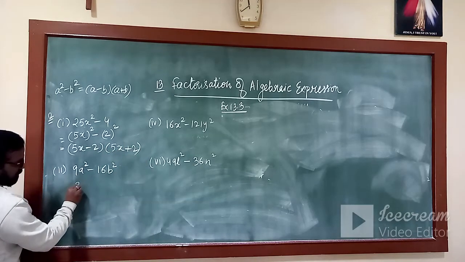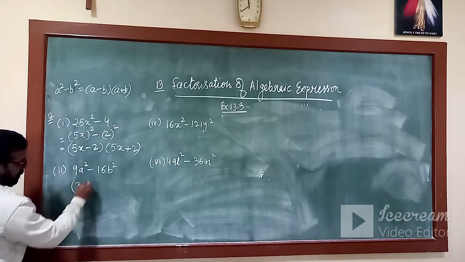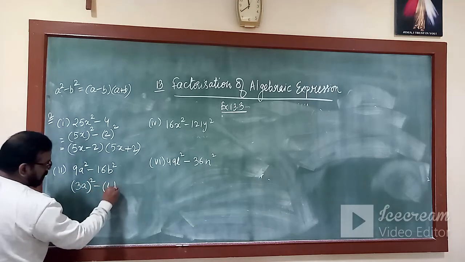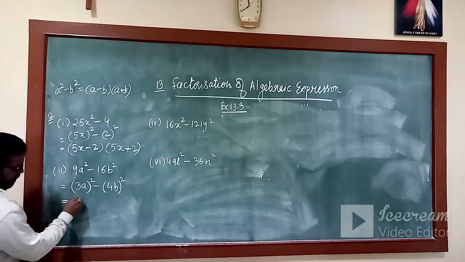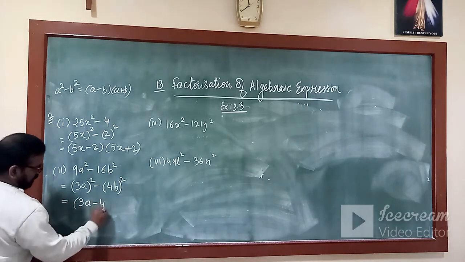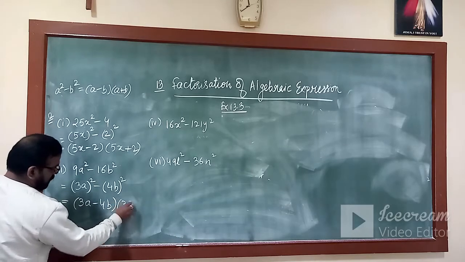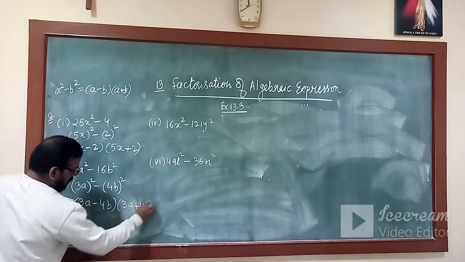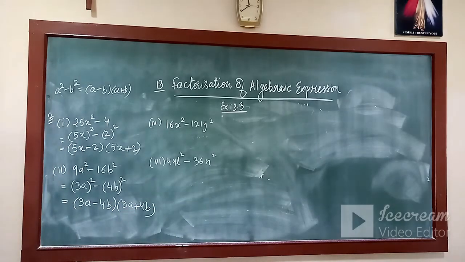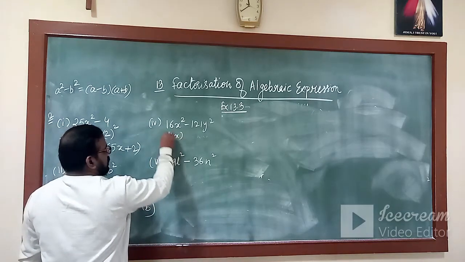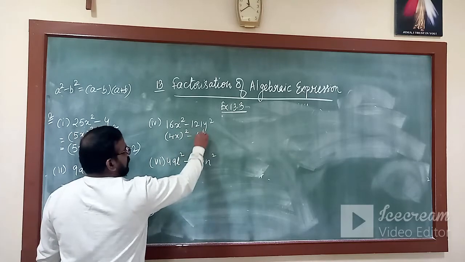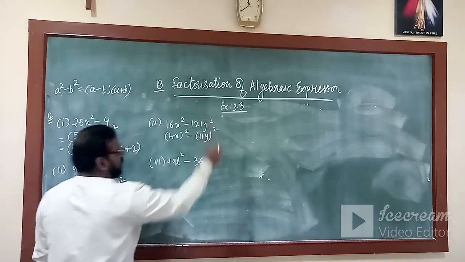Similarly here 9 is 3 square, so it is 3a square minus 4b square. So what you will get? 3a minus 4b and 3a plus 4b. Similarly here it is 4x and 121 is the square of 11.